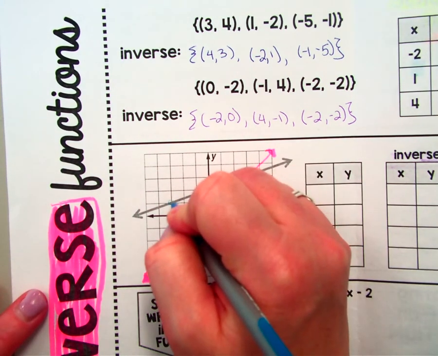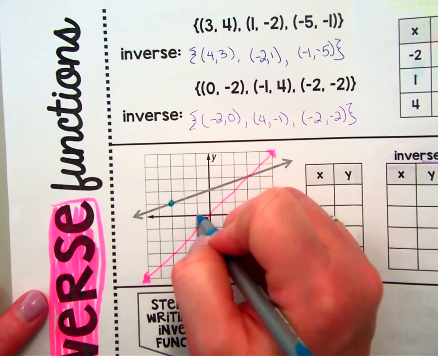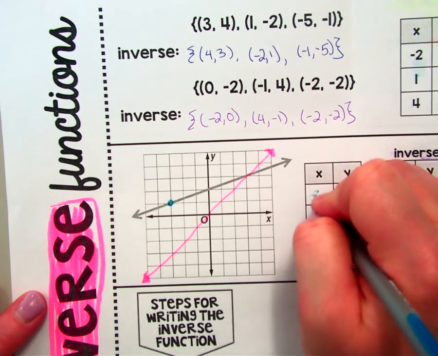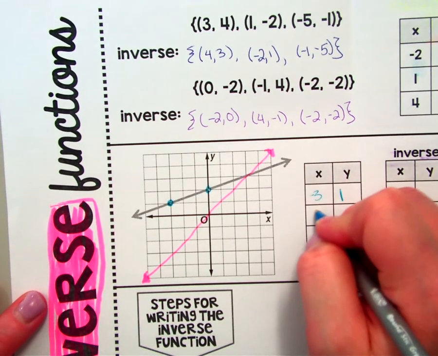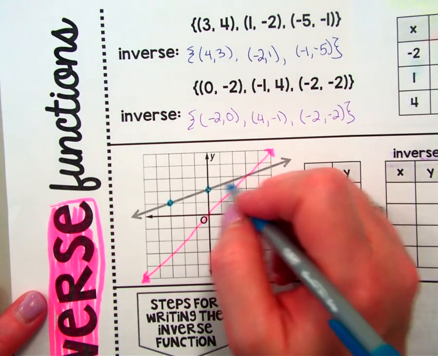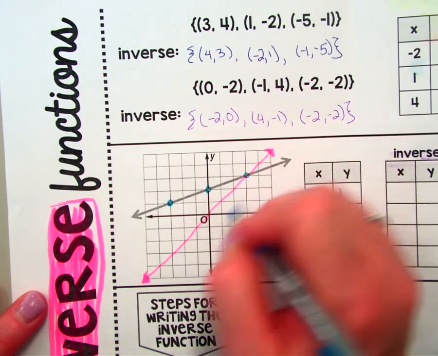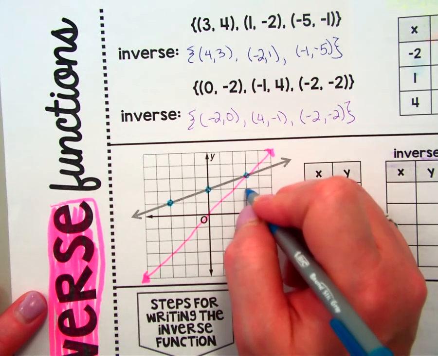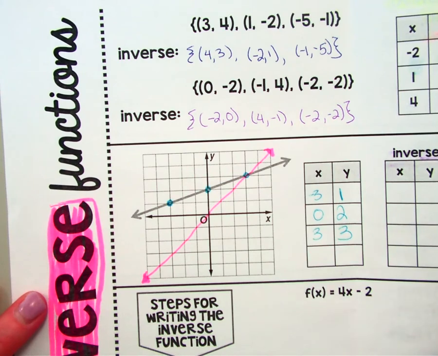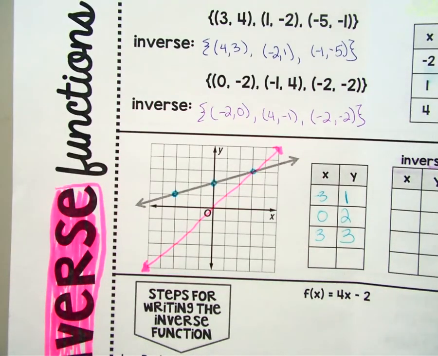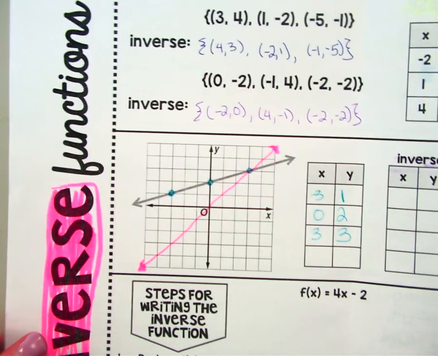I've got a point here on my original, (-3, 1). I have this point here, (0, 2). I have this point here, (3, 1). And then I don't have another point aligned nicely, so I just have an extra space in my table. But these three will work fine. That'll give me plenty in order to create my inverse function here.